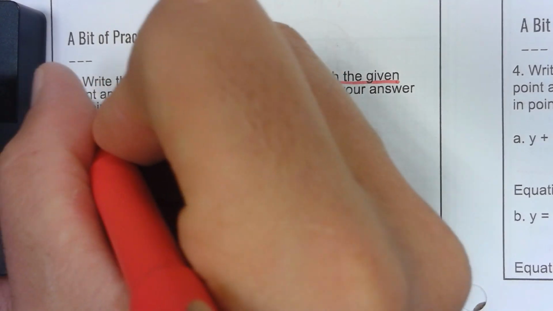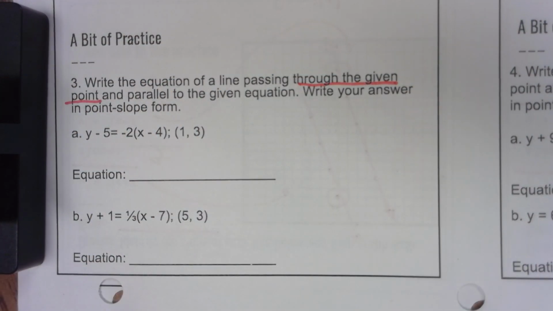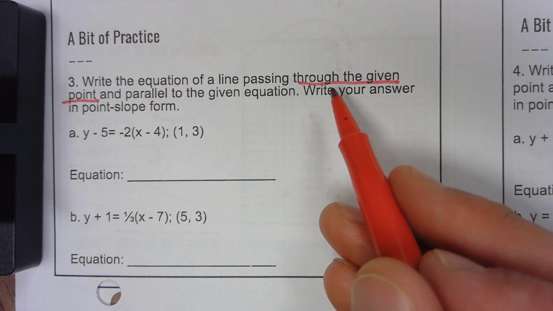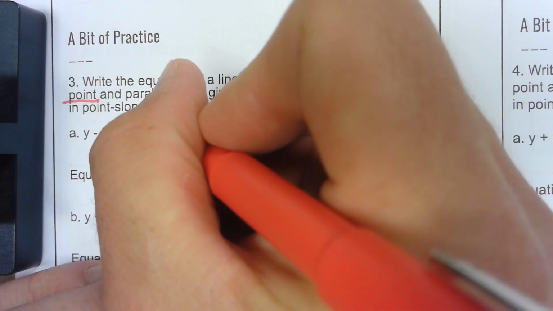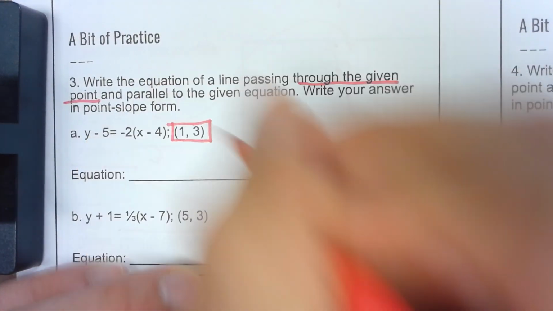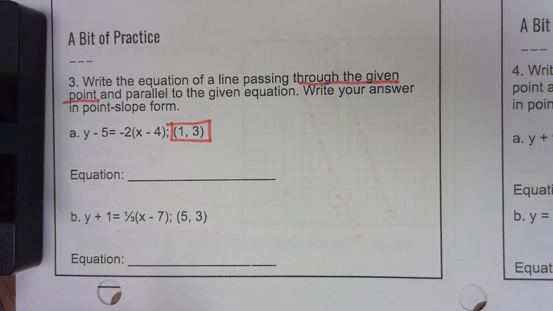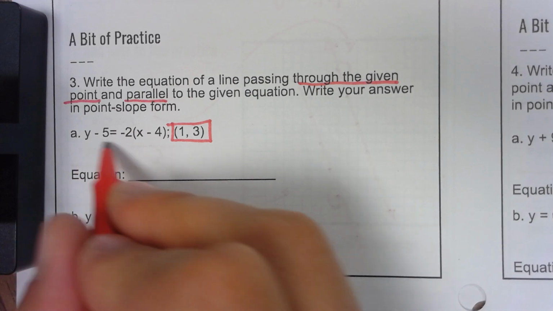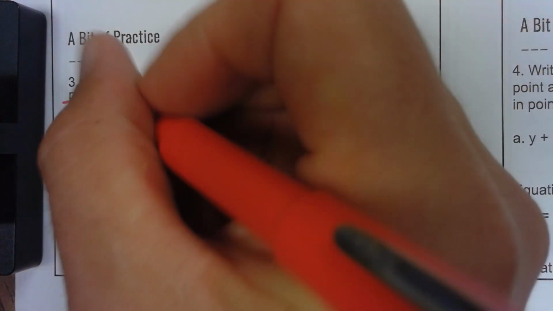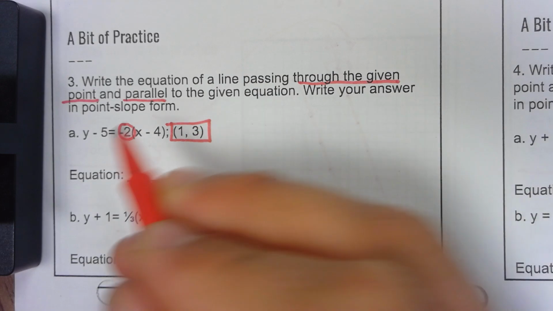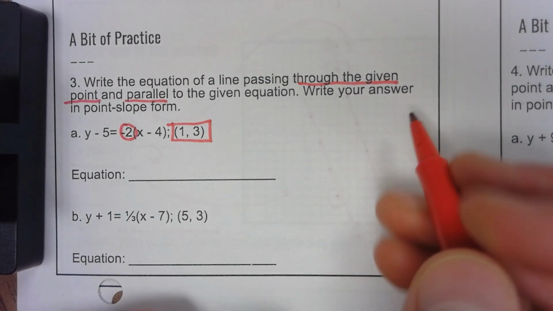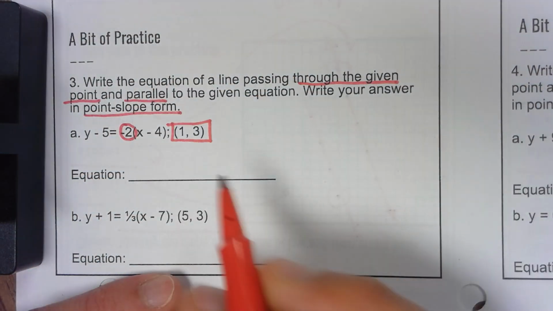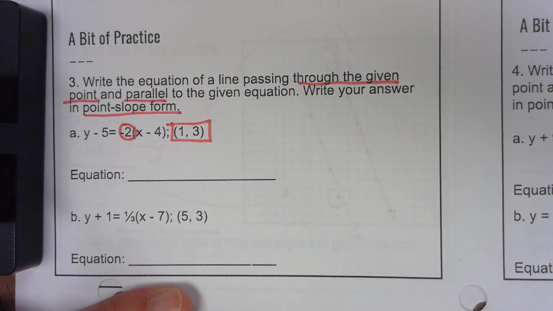So what I'm doing when there's a lot of words here is identifying the important pieces that tell me what to do. When I write my new equation, it needs to pass through the point that we are given here. That's just (1, 3). The equation we're going to write is parallel to the equation that we're given. So I see an equation right here, and all I care about is the slope, and I want it to be parallel. I'm going to write the equation in point-slope form, which is nice because we're given a specific point.